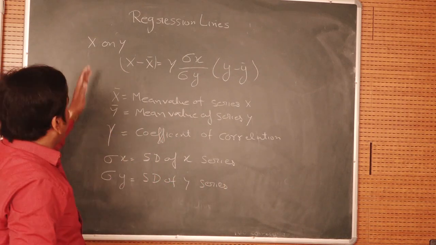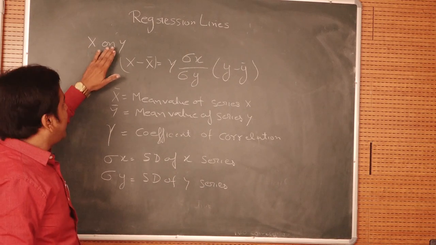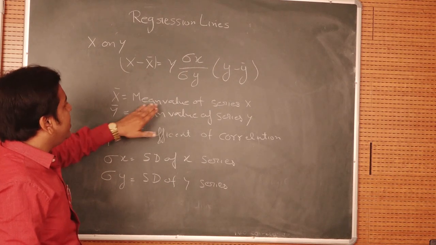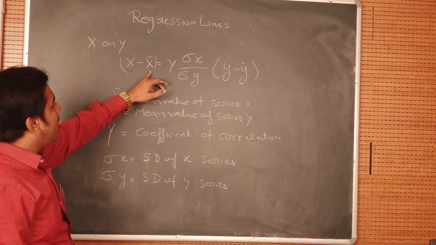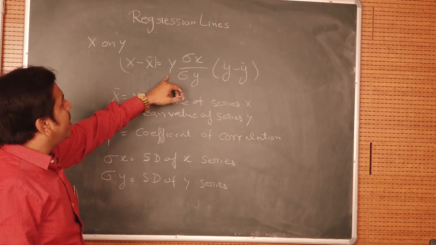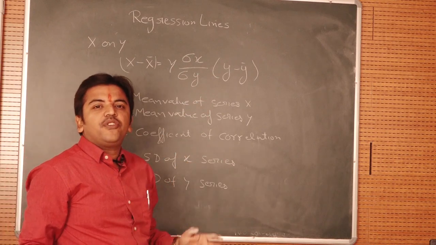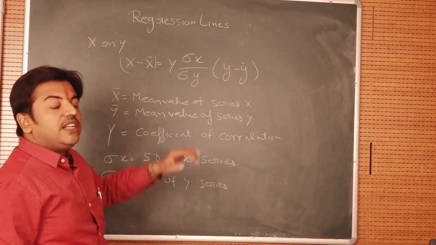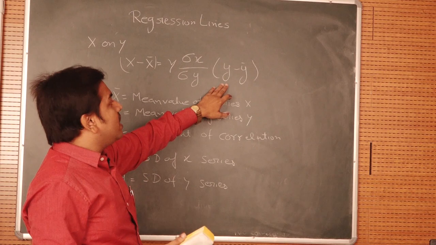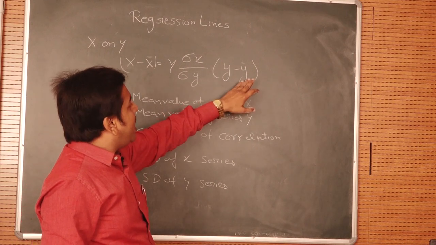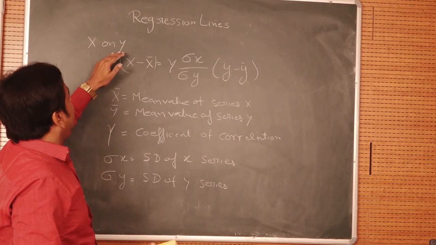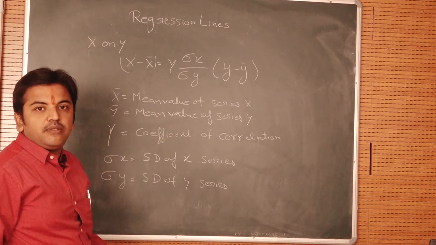Now by the formula, if we are going to take the formula of x on y series, x will be the term which we are going to find. X bar is the mean value of that x series. Whatever is being given, we take out the mean and put it over here. This is the coefficient of correlation; whatever is given, we apply over here. The standard deviation of the x series, we take out and apply over here. The standard deviation of the y series, we apply over here. Then y is again the value we are going to find, and this will be the y bar, again the mean value of the y series. So this is x on y. The same thing will happen for y on x, as I have mentioned before.